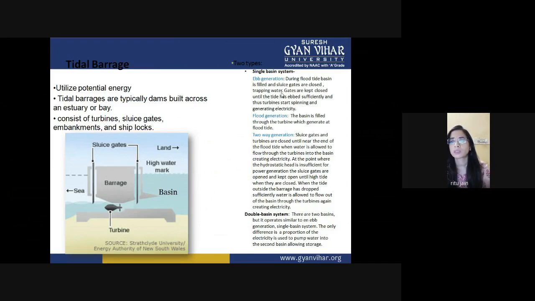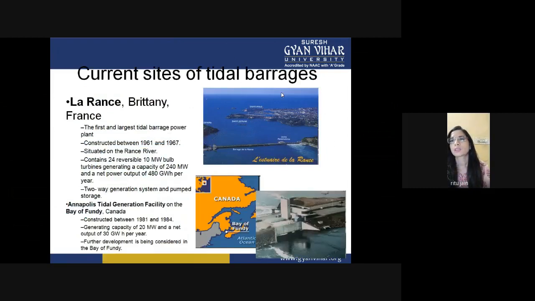Next is your double basin system. There are two basins, but it operates similar to an EBB generation single basin system, the only difference is a proportion of the electricity is used to pump water into the second basin, allowing storage. Current sites of tidal barrage. France, the first and largest tidal barrage power plant, constructed between 1961 and 1967, situated on the Rance River. So you can easily understand what your tidal energy is.